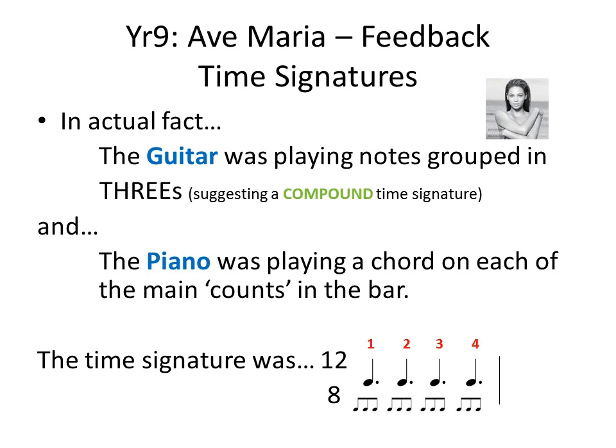In actual fact, the guitar in Ave Maria by Beyonce was playing notes grouped in 3s, suggesting a compound time signature, and the piano was playing a chord on each of the main counts in the bar. The time signature was in actual fact 12/8. So yes, I did give you a mark if you'd put 2/4 or even 3. But now you can understand why it's 12/8. Listen to it again if it helps.